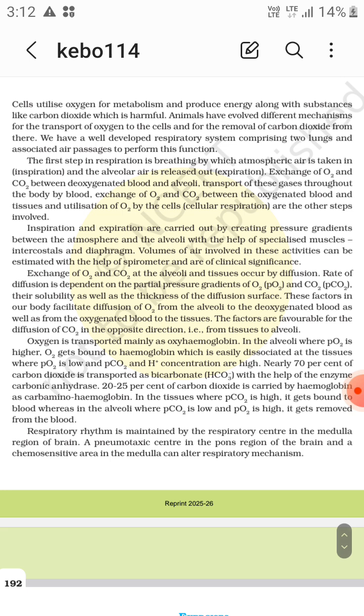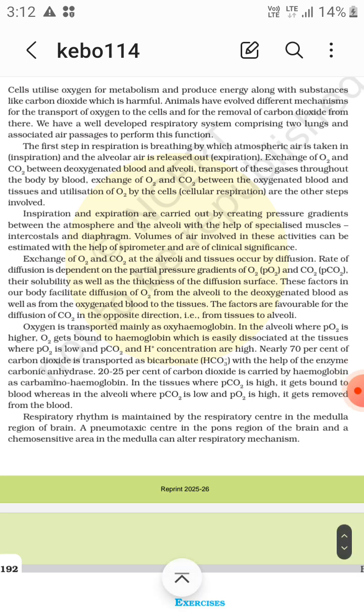Exchange of O2 and CO2 at the alveoli and tissues occurs by diffusion, that is simple diffusion. The rate of diffusion depends on the partial pressure gradients of PO2 and PCO2, and their solubility, as well as the thickness of the diffusion surface. So three things are needed.